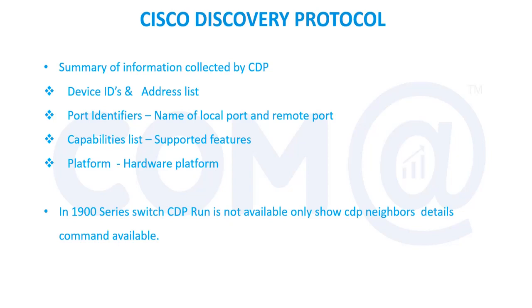In the 1900 series switch, we don't have cdp run. We can just find out the CDP neighbors in the switch.